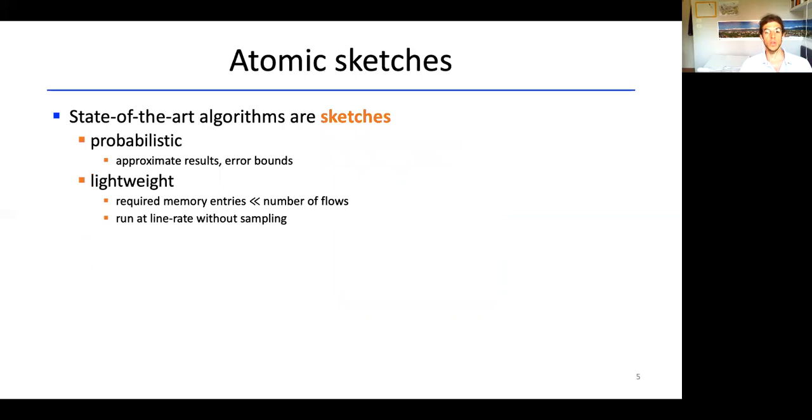Well, the state-of-the-art solutions that meet the previous requirements are the so-called sketches. Sketches are probabilistic data structures, which means they are not exact, but only provide approximate results that usually are within some provable bounds. However, their main advantage is that they are extremely lightweight in terms of resource footprint. In particular, the required memory entries for a sketch in order to operate with an acceptable accuracy is much smaller than the total number of flows. Also, since they apply very simple operations on a per packet basis, they can run at line rate without the need of sampling, thus meeting also the high coverage constraint.